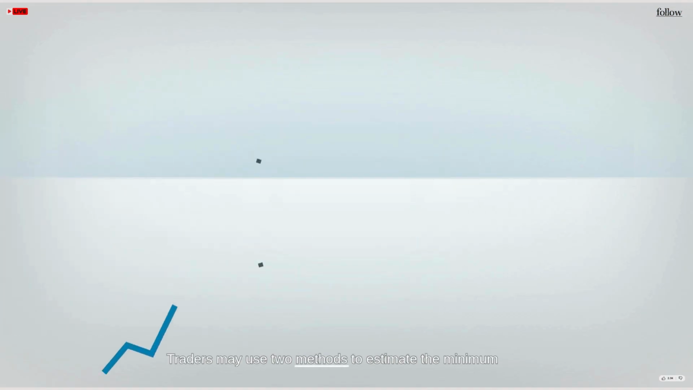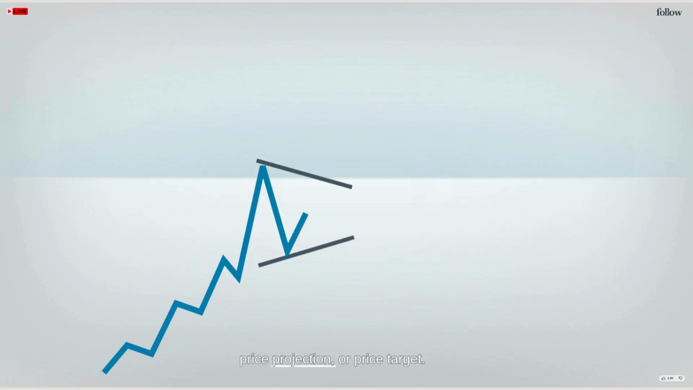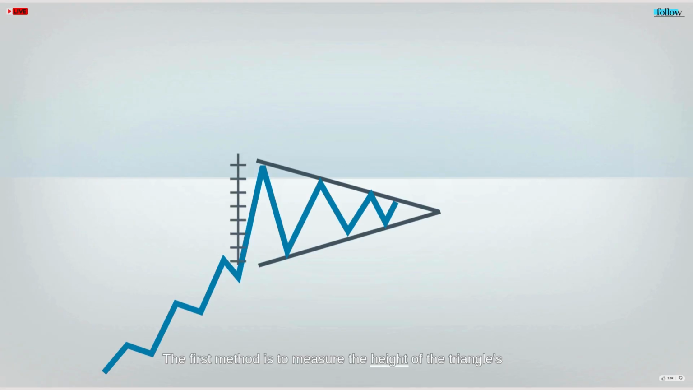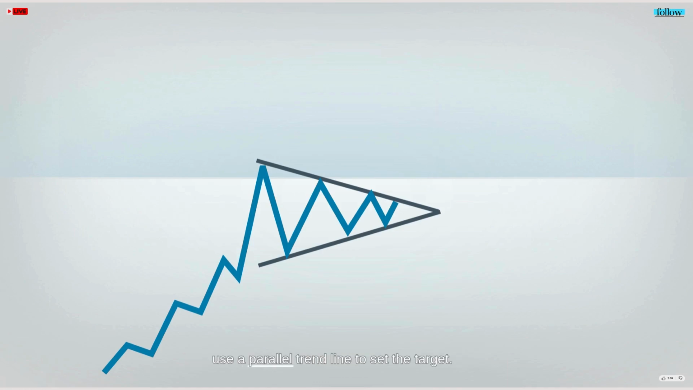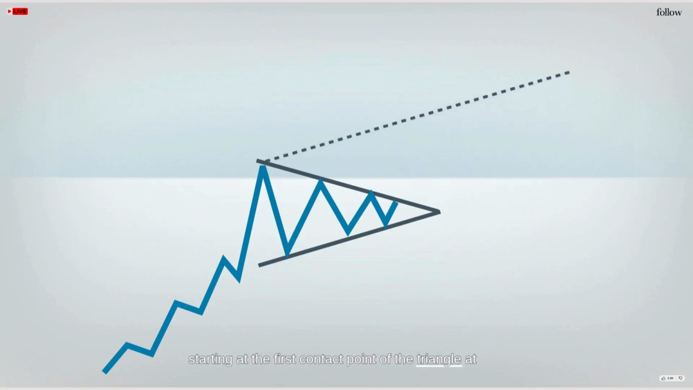Traders may use 2 methods to estimate the minimum price projection or price target. The first method is to measure the height of the triangle's base and add it to the value at the triangle's apex. Second, use a parallel trend line to set the target. This is done by tracing a line parallel to the support level, starting at the first contact point of the triangle at resistance. This parallel line marks the potential price target.